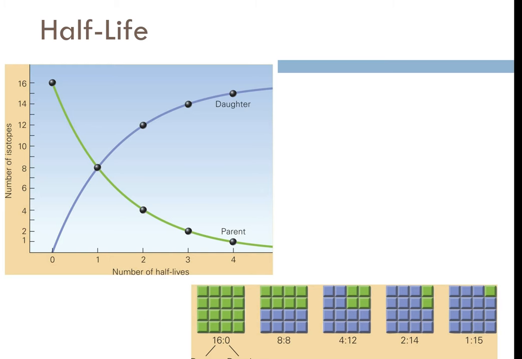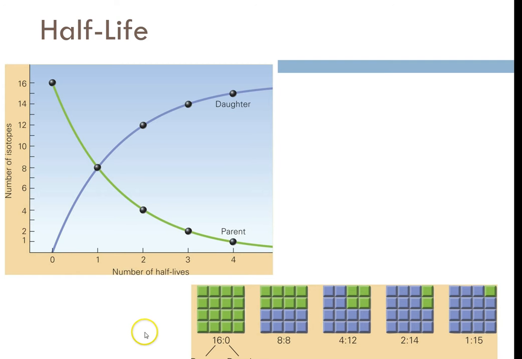All right, so when you start, you've got all parents. So this is a graph of the parent isotope. So in this case, when you started, you had 16 parent isotopes. After one half-life, you have 8 parent isotopes. After 2 half-lives, you have 4. After 3 half-lives, you have 2. After 4 half-lives, you have 1. So it's an exponential decay, which means that those numbers decay really, really fast.